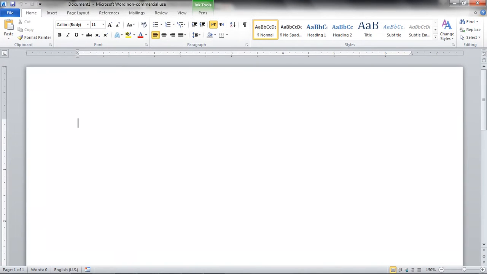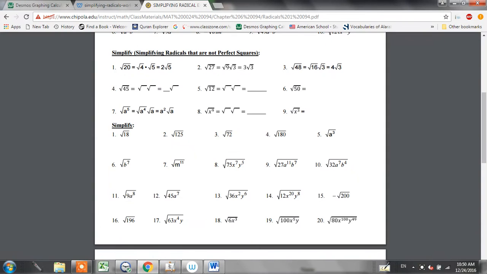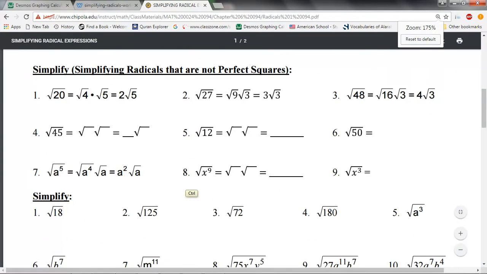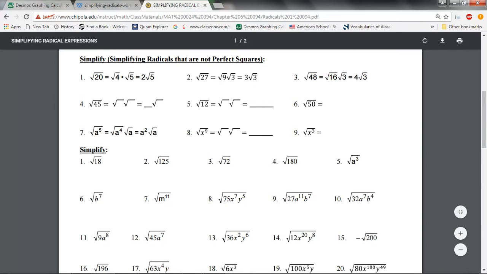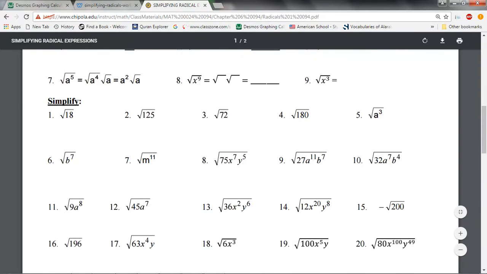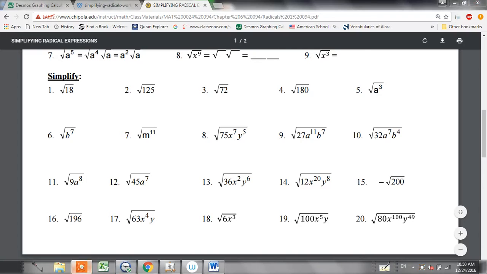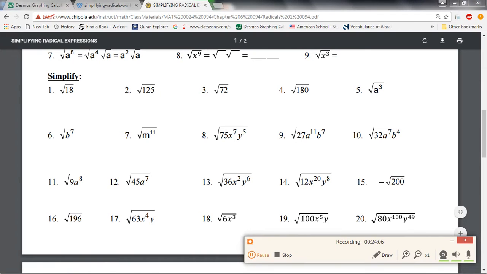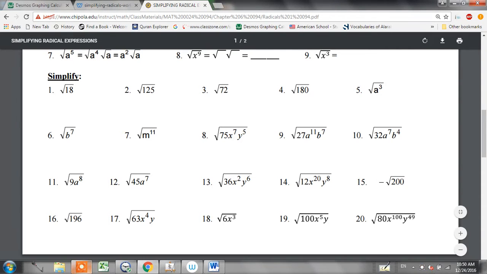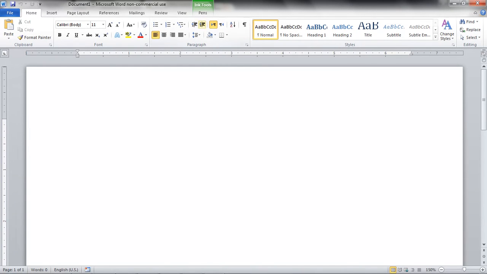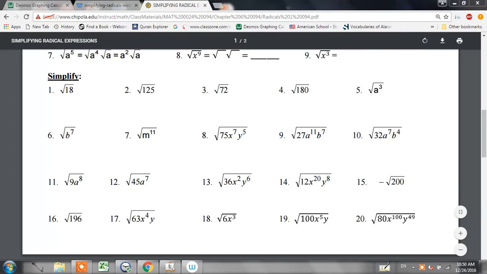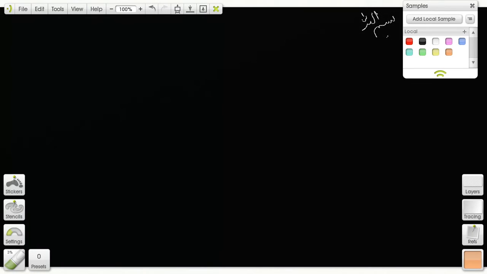Okay, I'm going to do some of these problems. Let's do some of these problems. Alright, so, square root of 18, square root of 125. Let's do that one. Square root of 125. How do we do this?